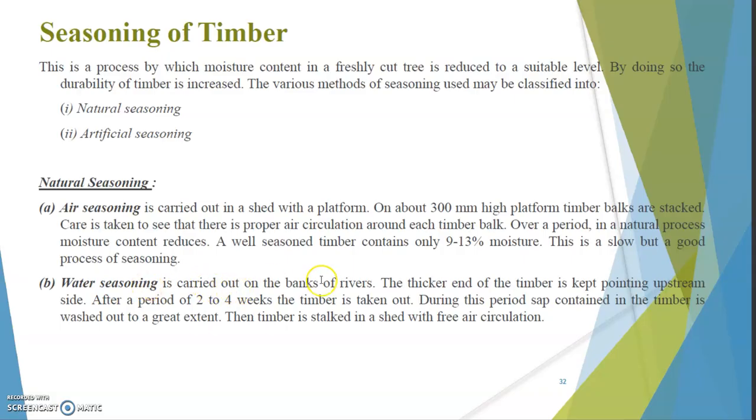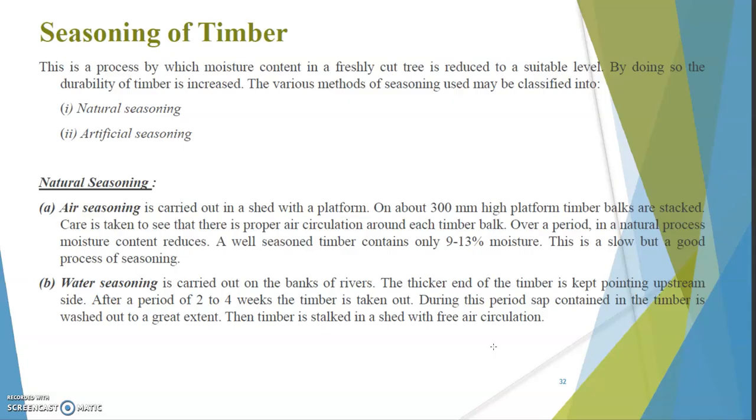Water seasoning is carried out on the banks of rivers. Understand? We need a river flow. They say the thicker end of the timber is kept pointing to the upstream side. After a period of 2 to 4 weeks, the timber is taken out. During this period, sap contained in the timber is washed out to a great extent. Then the timber is stacked in a shed for free air circulation.